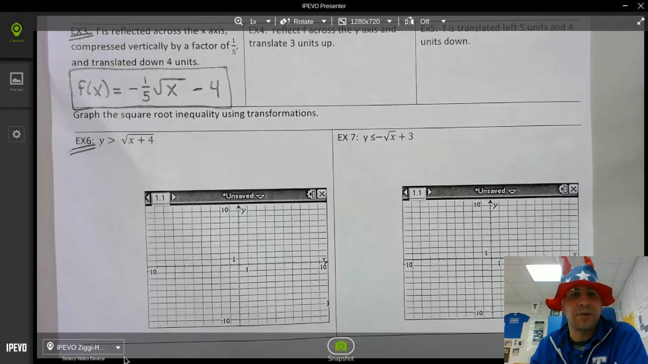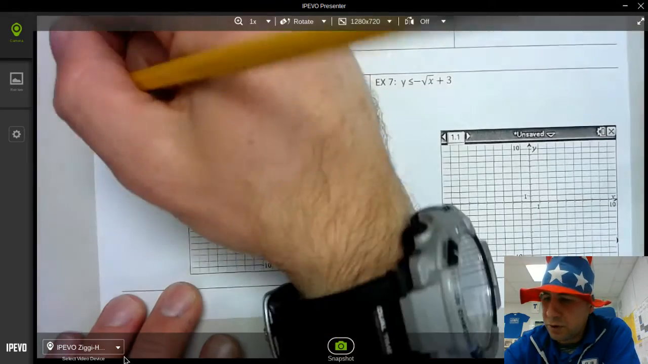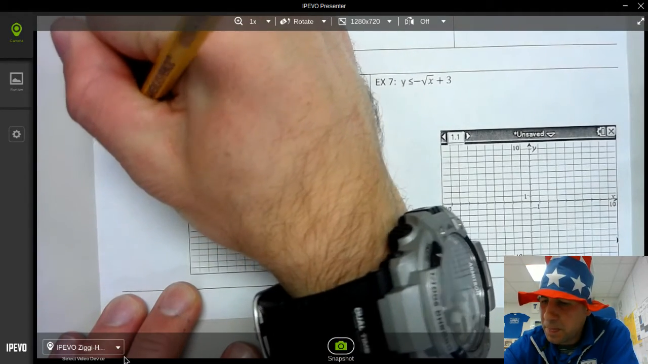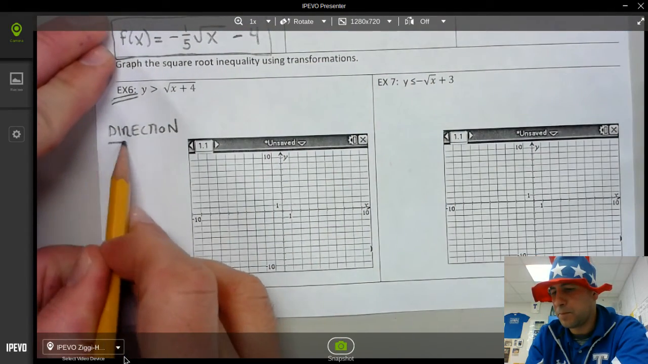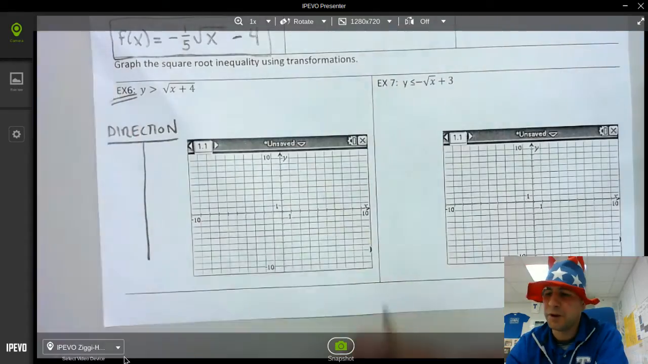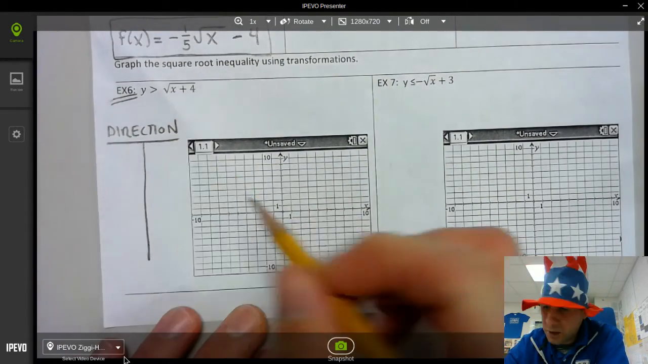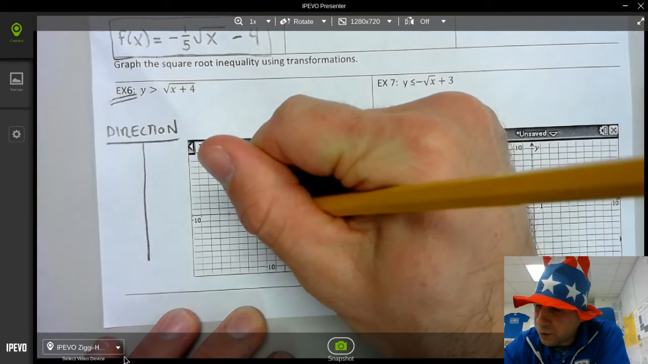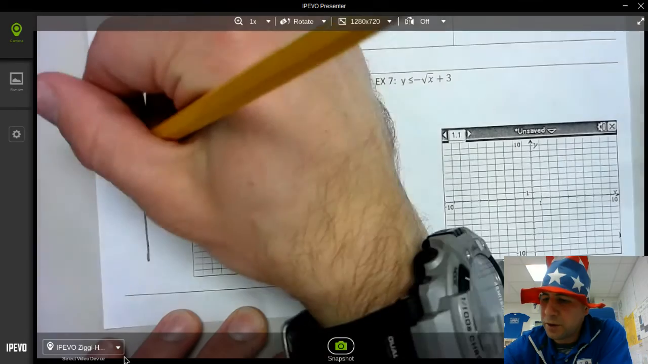All right, let's look at example 6. We're going to graph the square root inequality using transformations. So remember, whenever we graph, use the directions. So we first need to move the vertex. So here we plus 4, so we go left 4 units, 1, 2, 3, 4. There's our new vertex, so we know that's h, k.